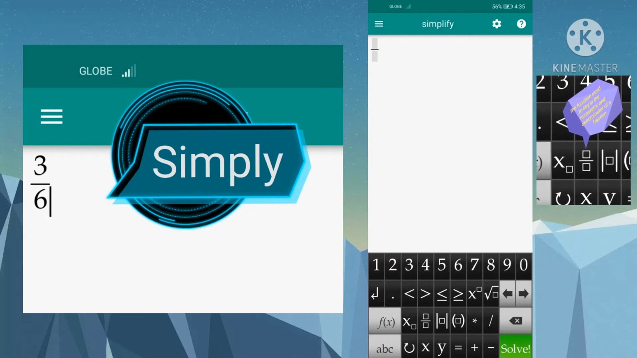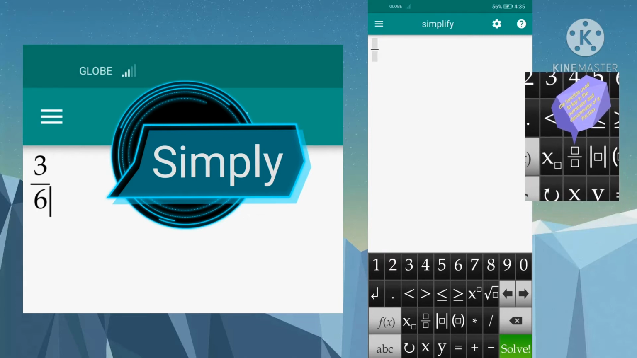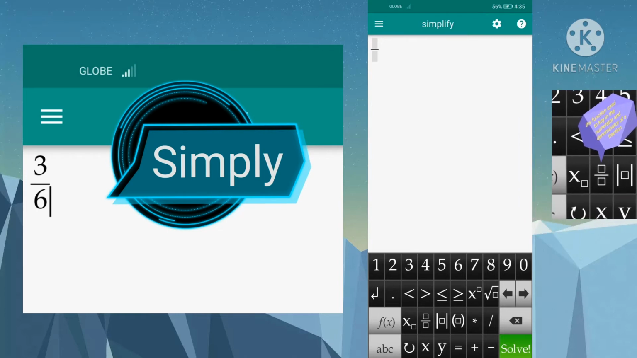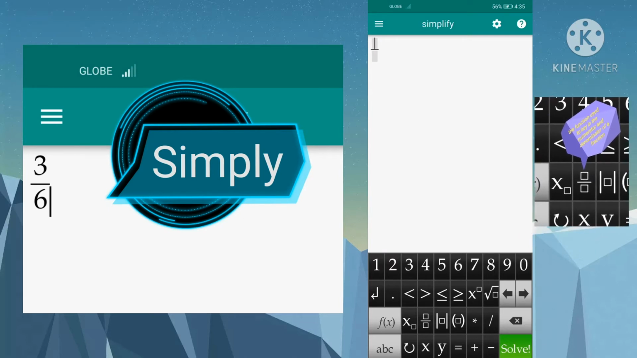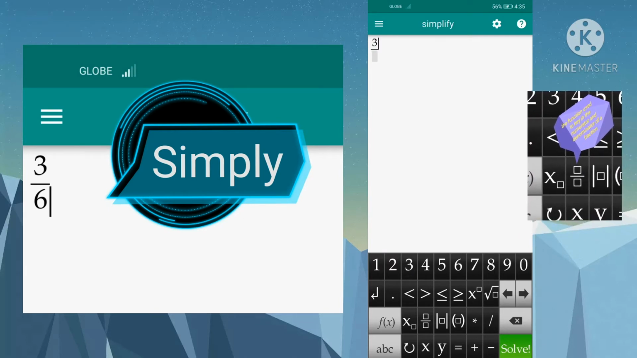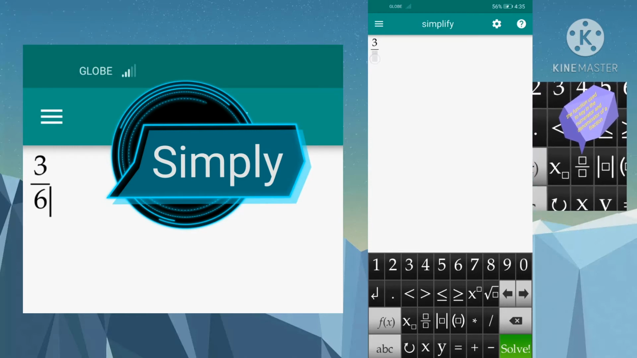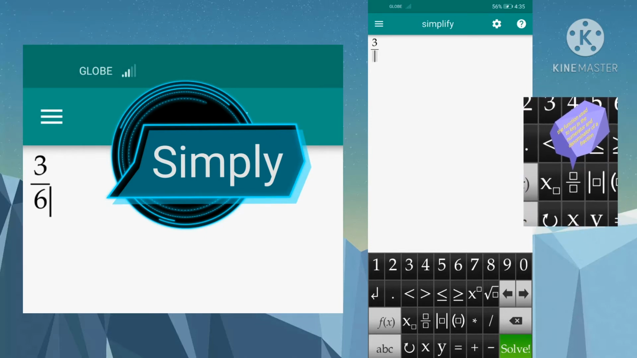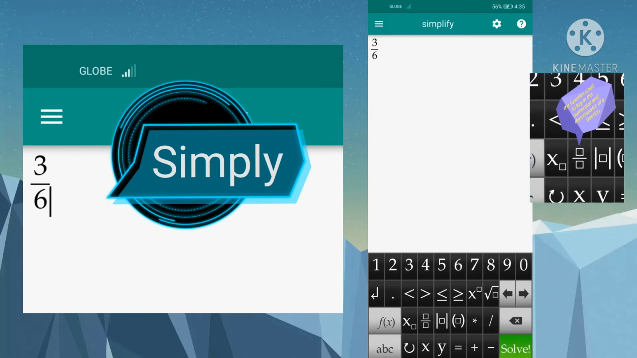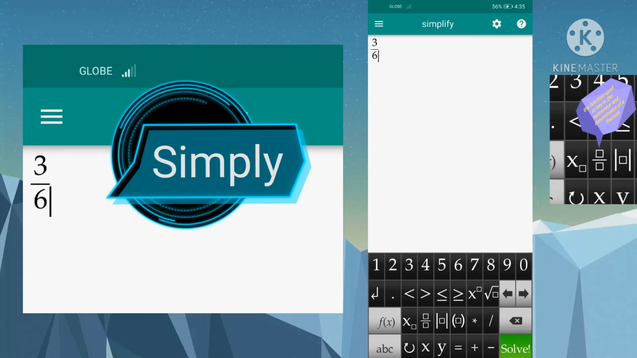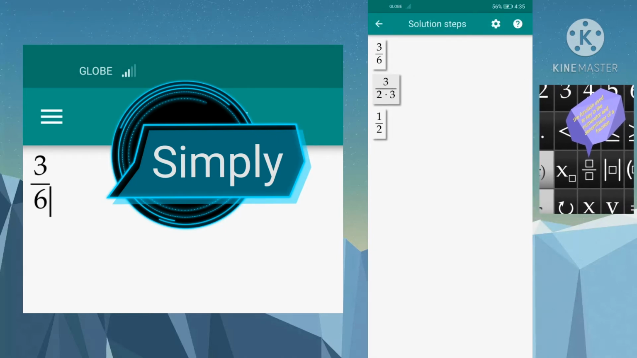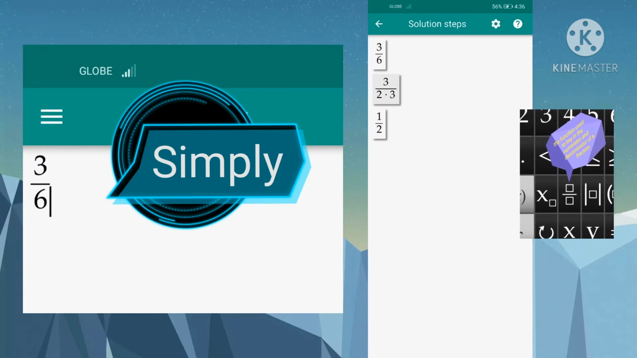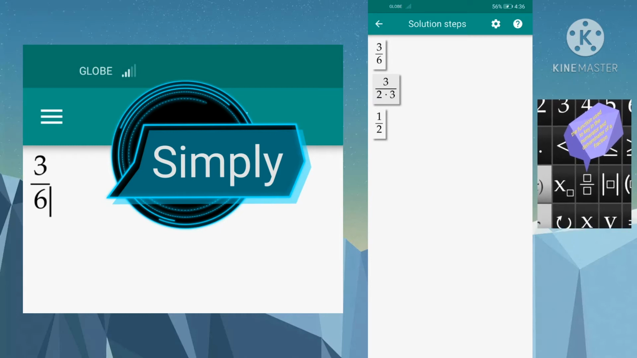So, pwede tayo mag-key in ng number for our numerator sa taas. And, of course, denominator sa baba. So, meron tayong 3 over 6. So, pindutin yung 3. Tapos, punta tayo dun sa denominator. Select natin lang doon sa baba. Then, 6. Okay, pindutin yung 6. Then, simplify. So, pindutin lang yung solve. Ayan.